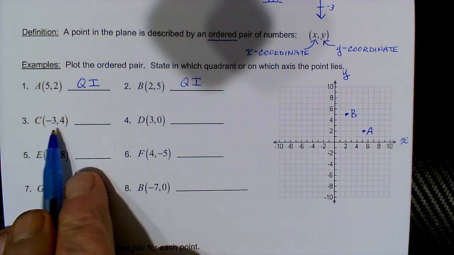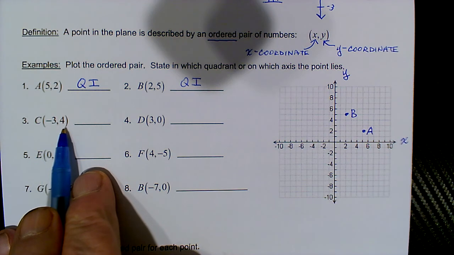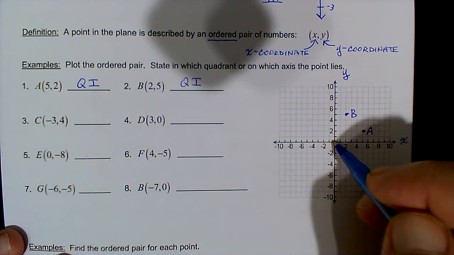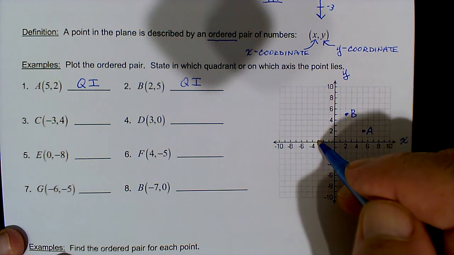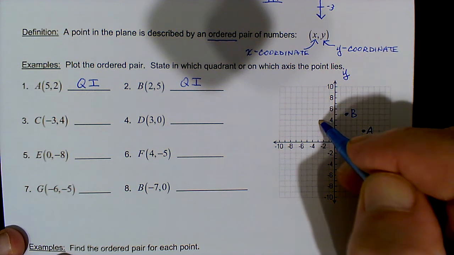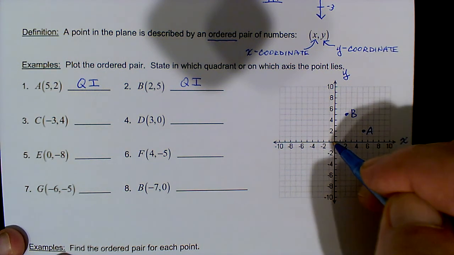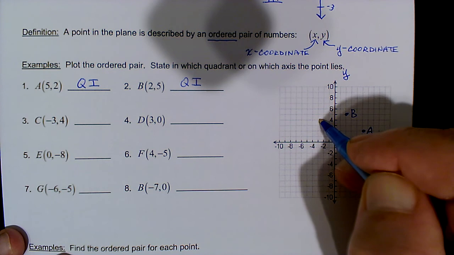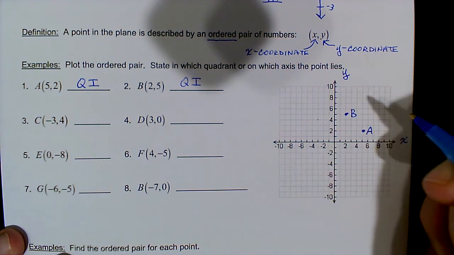Okay, so the point negative 3, 4, from the origin, negative 3 in the x, positive 4 in the y. So origin, negative 3 in the x, positive 4 in the y, it looks like right there.